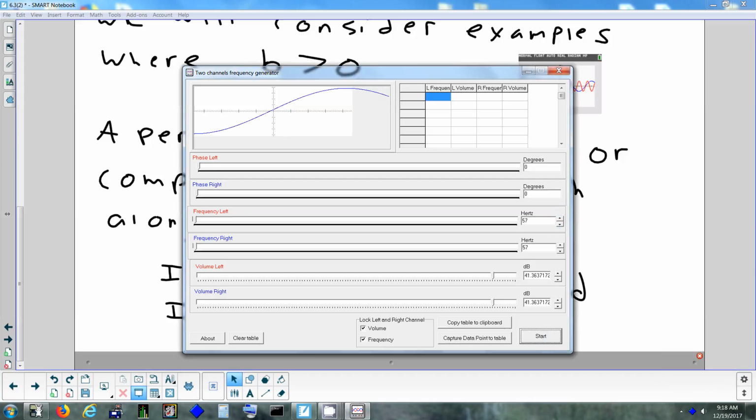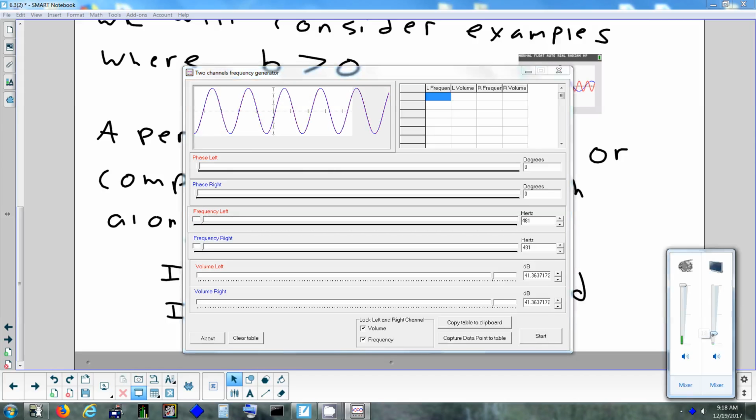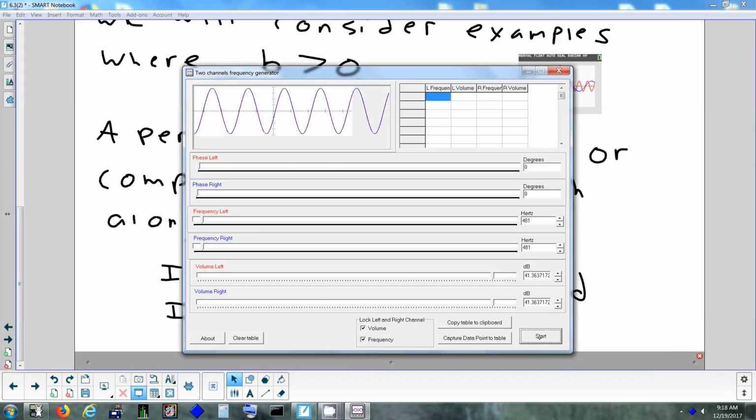And then what gets really interesting is when you start playing two different frequencies at the same time. So let's put it right around there. Turn it down a little. So that's 481 hertz, a more palatable sound. And let me play 480 and 481 at the same time.